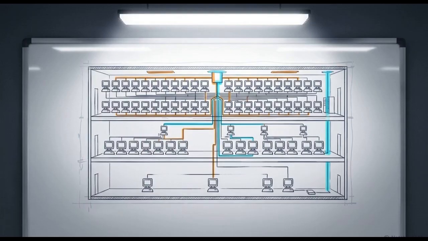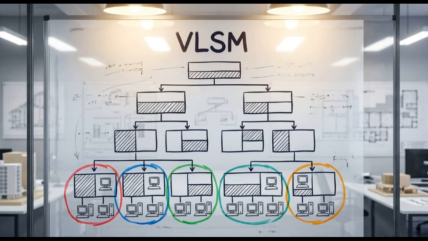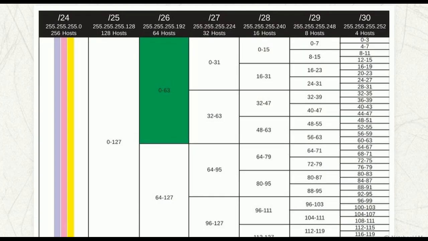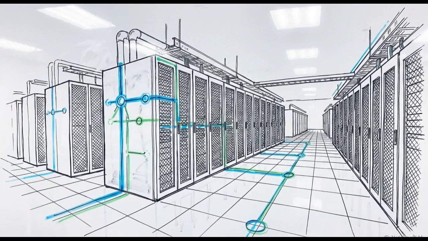In practice, networks aren't always divided into equal pieces. Engineers use variable length subnet masking, or VLSM, to prevent IP exhaustion. As this chart illustrates, VLSM allows a large /24 block to be progressively sliced into smaller, unequal subnets based on the host requirements of specific departments. Mastering VLSM allows you to move beyond theoretical whiteboard sketches and architect optimized real-world network environments.